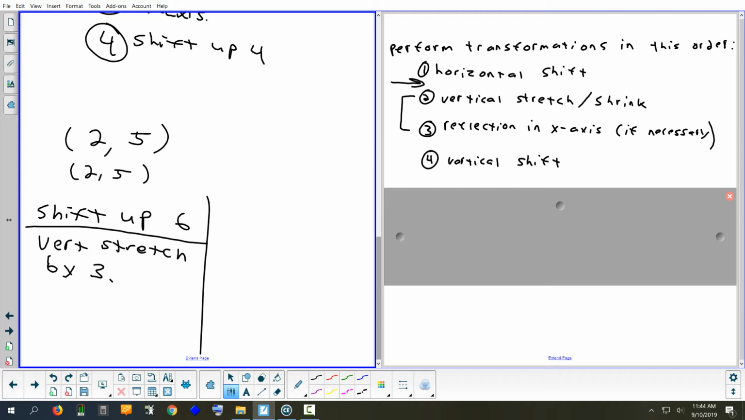If you shift up 6, what does this coordinate become? (2, 11). And now let's stretch. If you stretch it by a factor of 3, what does it become?